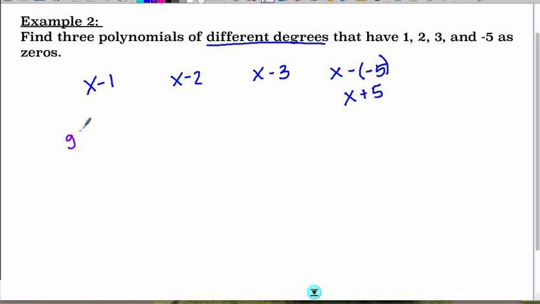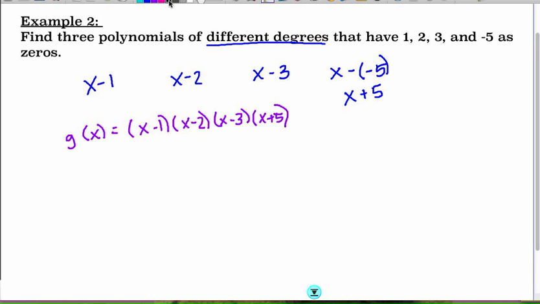So I could say that I have a polynomial function g of x, and I could just write these as is. So I could say, well, I've got x minus 1 times x minus 2 times x minus 3 times x plus 5. That would suffice as a polynomial possibility. Note that this one would be a polynomial of the 4th degree, because if I multiply all of these out, I have 4 of my x's, so that would be a 4th degree polynomial.